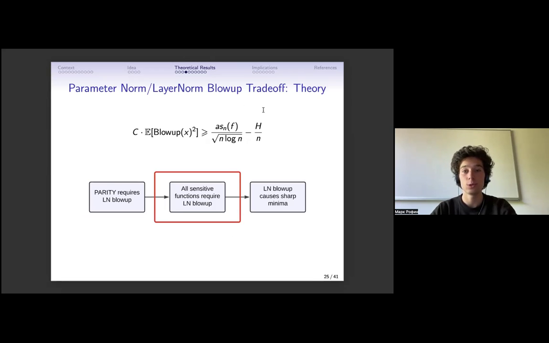And that was basically the first step. So this theorem corresponds to the step about saying that all sensitive functions require layer norm blowup. It doesn't say anything about loss landscapes yet, but here we draw a connection between the sensitivity of a function and layer norm blowup.